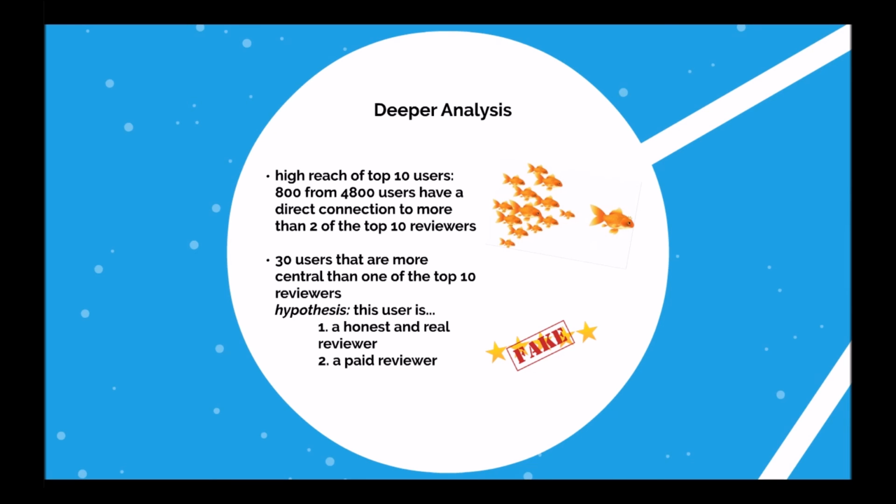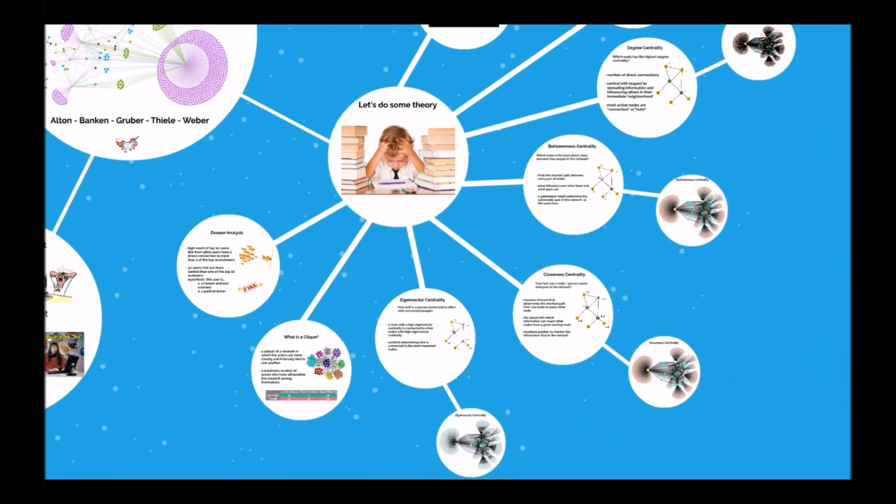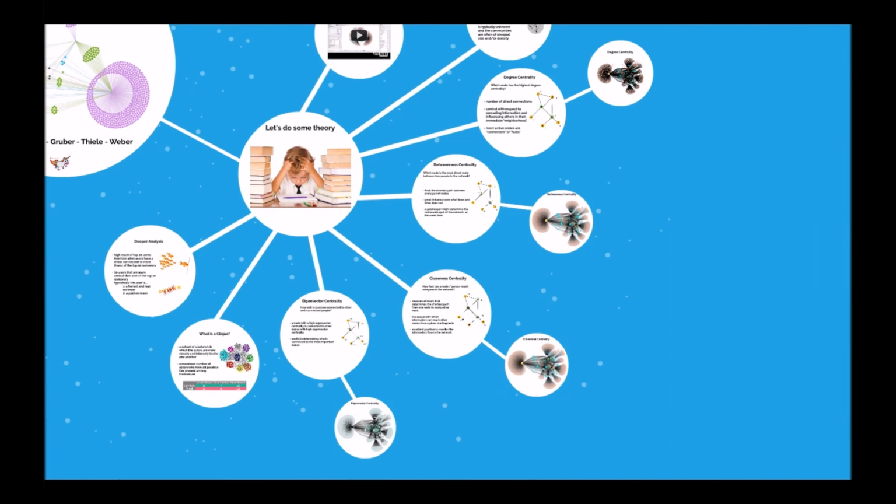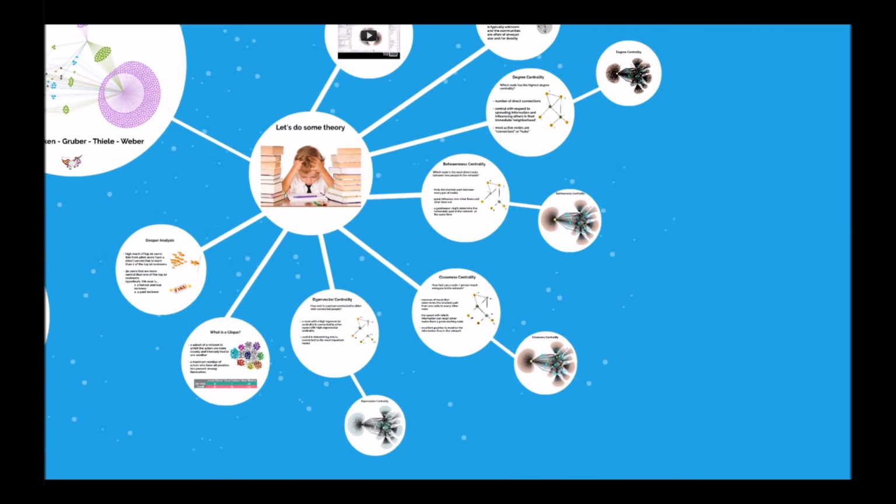Now we can formulate some hypotheses. He might be a real reviewer and does not care about connections in the network, but he also might be paid to review as many businesses as possible. These were our main 5 analyses we wanted to share with you guys. Now we'd like to tell you something about the challenges we came across and the limitations in our analysis.